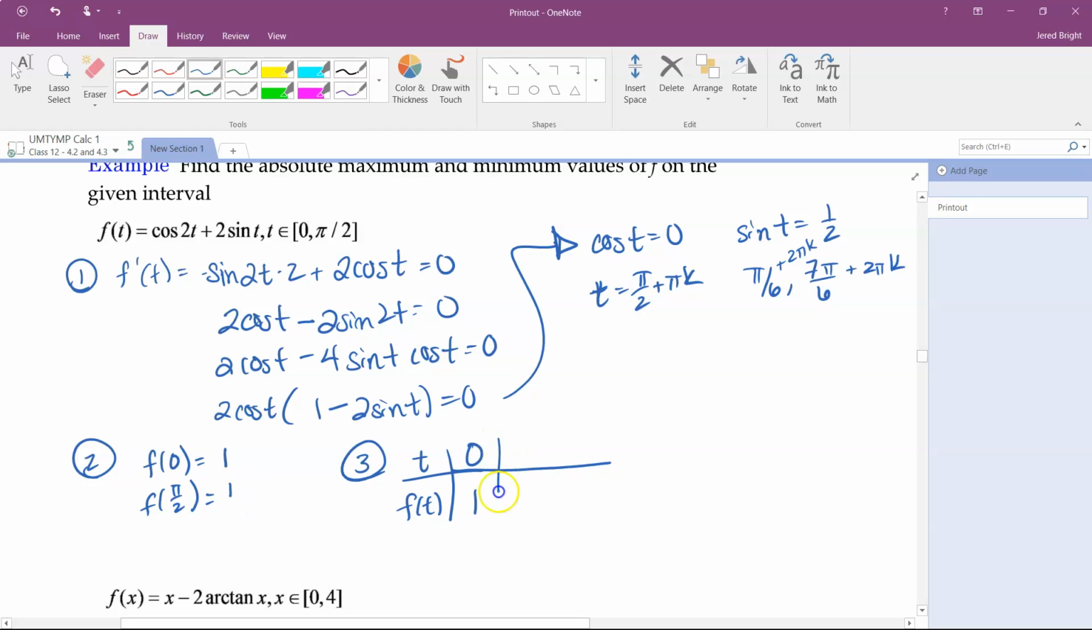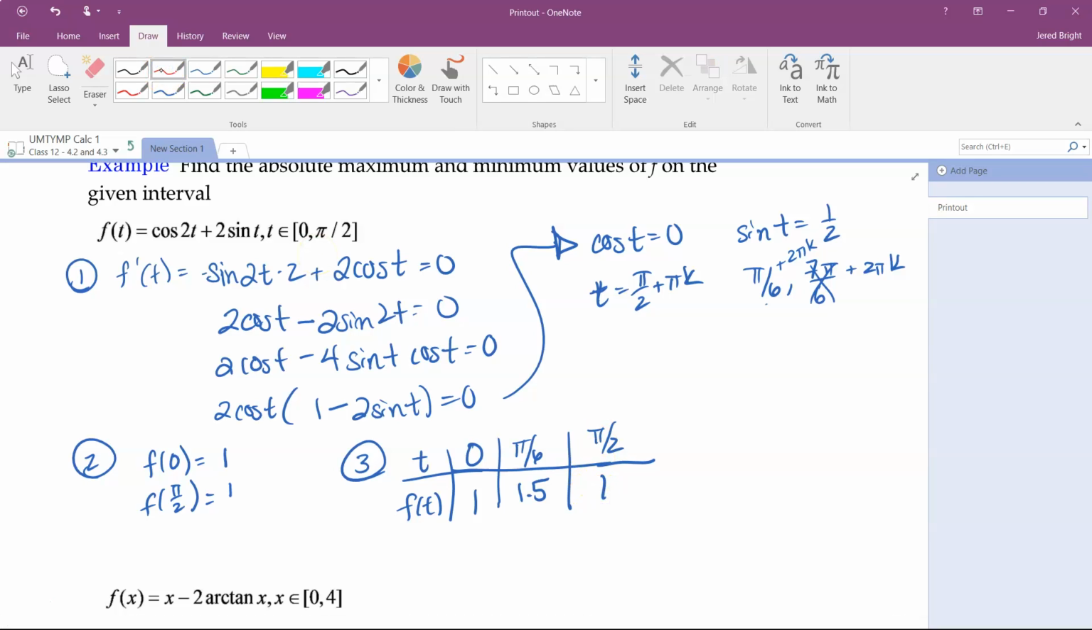Okay, and then the next value, so I have pi over 2, and 7 pi over 6 gets tossed out because it is outside the interval. So I have to look at pi over 6, and I'll let you calculate that out, but I got 1.5 when I did the calculation. And then I also have to check pi over 2, and those are the only values I found, either critical numbers or endpoints in my interval.